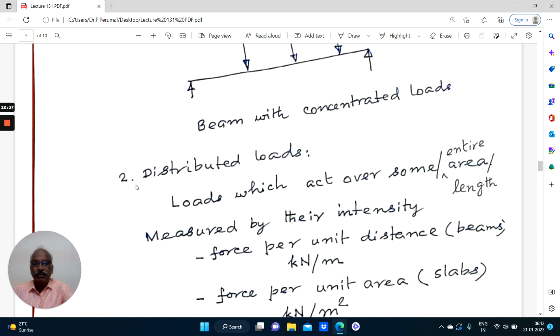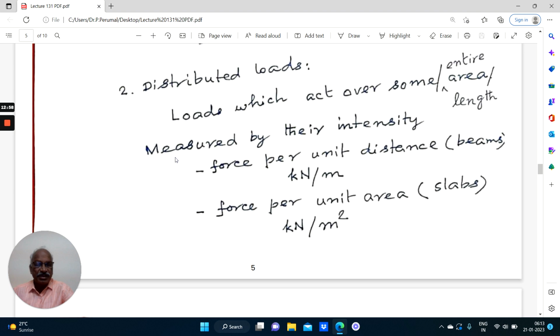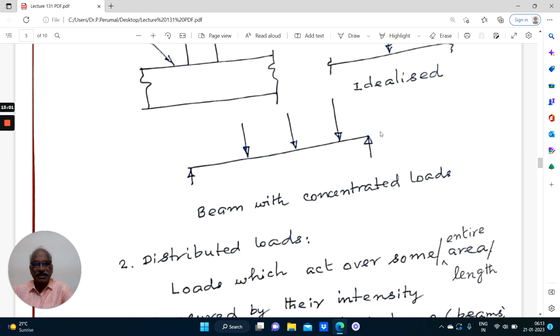Now, the next type of load is that of a distributed load. Loads which act over some area or over the entire area, or over some length or the entire length, are what is called distributed loading. Distributed loads are measured by their intensity. For example, a point load has the unit of the magnitude of the load only, namely 40 kilonewton, 50 kilonewton, 150 kilonewton, like that.